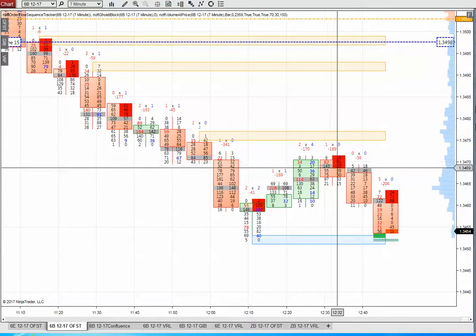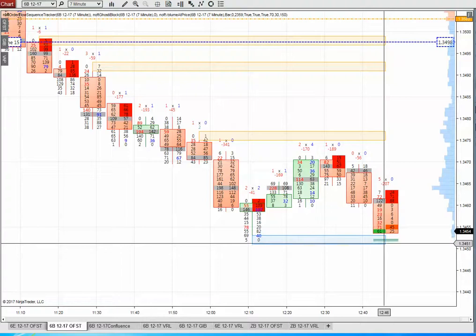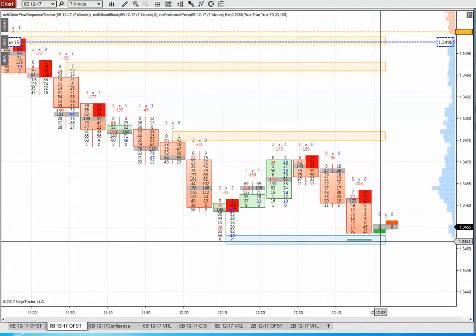There you go. So that was an excellent move from the shut auction there, showing us how we can get down to our target. And yeah, that's a lovely trade.